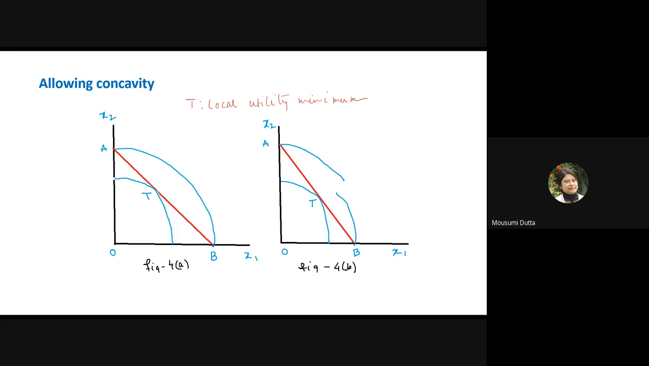But either one of these bundles would be better than consuming 4 of each. Hence, the ICs are concave to the origin.